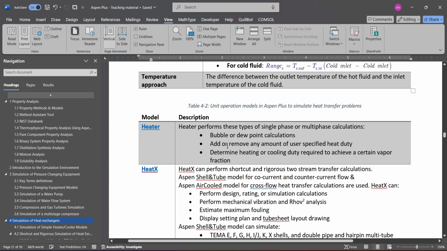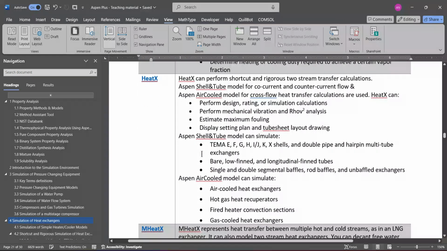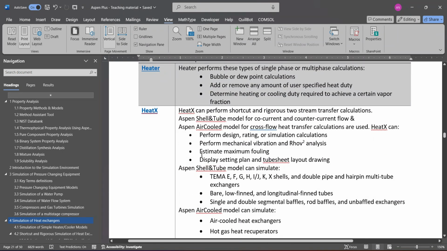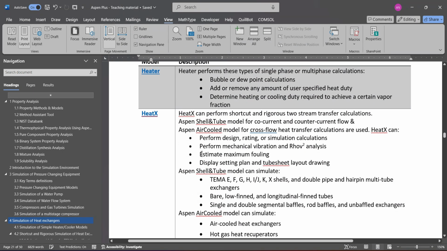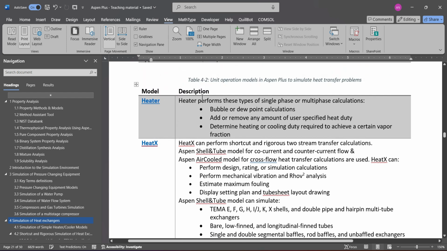Then what Aspen Plus is capable of doing the simulation for heat transfer. In fact, there are 3 models that can simulate different heat transfer problems. First model is the heater. Heater is a very simple block. It requires only one inlet stream and the one outlet stream. So if that is the case, that means we are working only for the half of the heat exchanger.